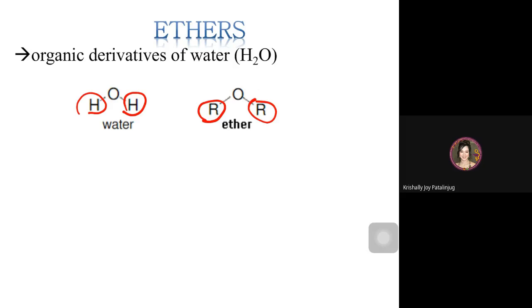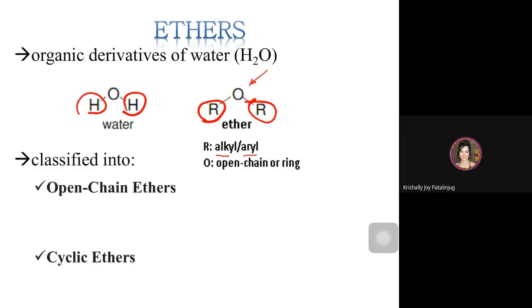Now, the organic groups, take note, that could either be both alkyl groups, pwede both aryl groups, o pwede yung isa alkyl, yung isa aryl. As long as R group yung naka-attach directly on the same oxygen. Now, this oxygen of ether might be in an open chain. Pwede siya in open chain. Pwede naman siya part ng ring.